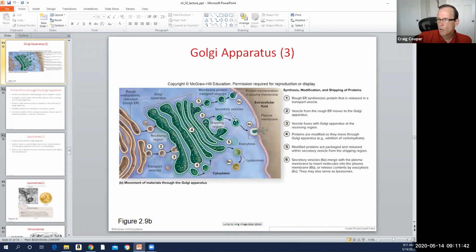So that's kind of the role of Golgi, is basically modifying the proteins that the rough endoplasmic reticulum makes and then sending it out the door so that it can do what it's supposed to do.